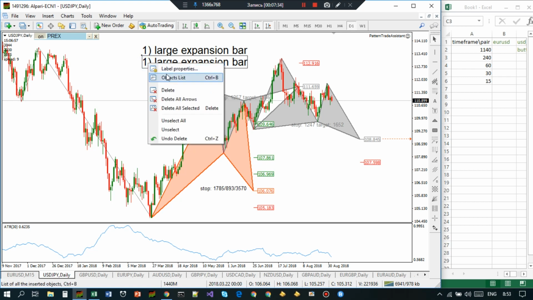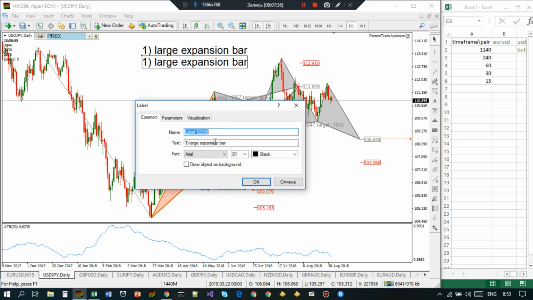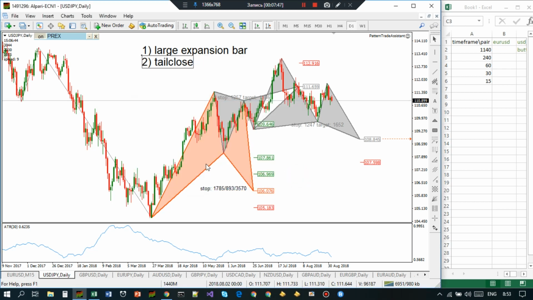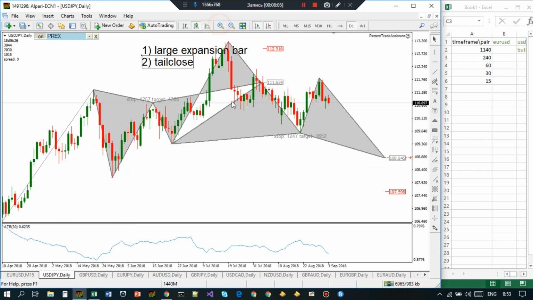The tail close is this. Okay, second tail close. Let me find some example, maybe, if I have. This is the candle that closes at or near its extreme. For a bull bar, it is the candle that closes at high, and for a bear bar, it is the candle that closes at low. Well, it's not quite a tail close, but it is very close to that. So this is the tail close.